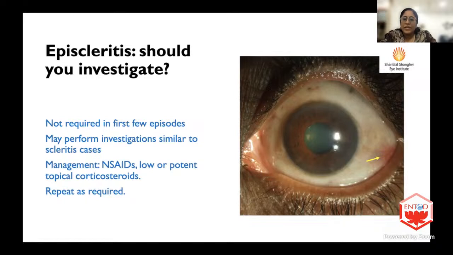From the management perspective, you can use whatever is the minimum medication you can use to get it better. For example, start off with lubricants or NSAIDs. That's not working, then use low potent steroids. Sometimes you might have to use potent corticosteroids as well. And usually the condition will subside 99% of the time. Of course, they may come back with recurrences, then again you repeat as required. So that is my mantra for the case of episcleritis.